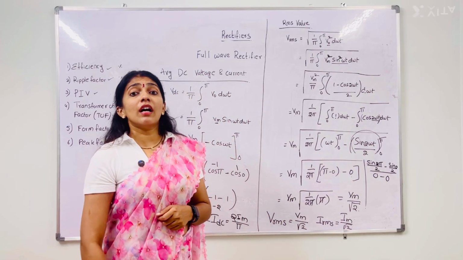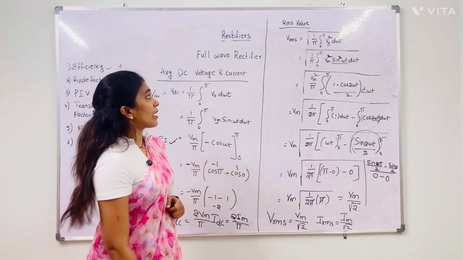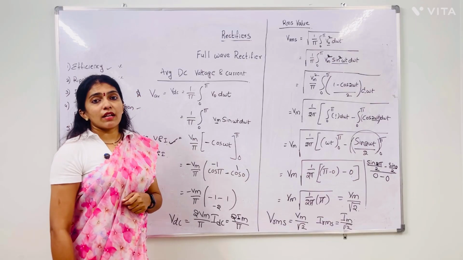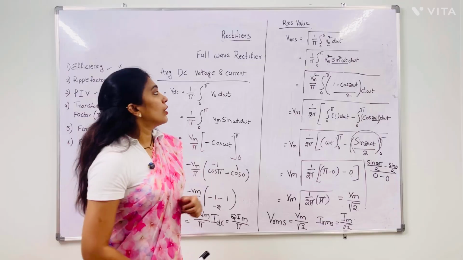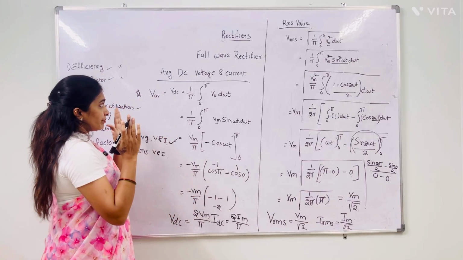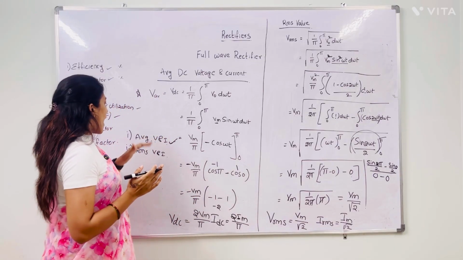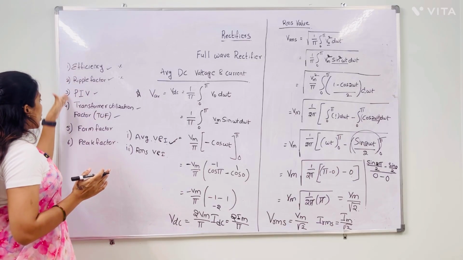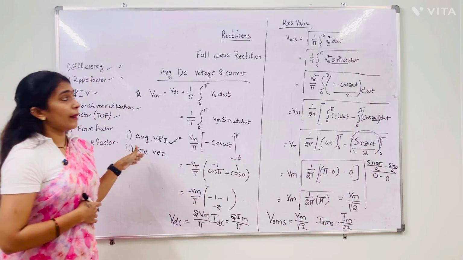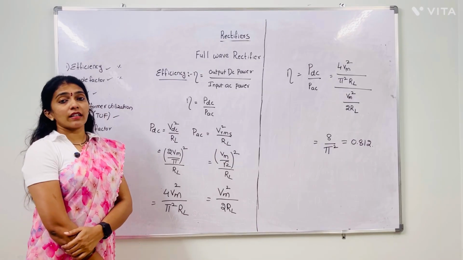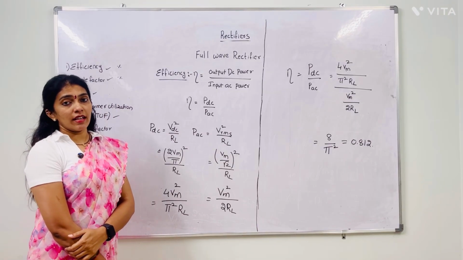Do you remember in a half wave rectifier, the RMS value V RMS equals Vm by 2 and I RMS equals Im by 2. So after taking these two values, then go for the calculation of all these 6 factors. Right, so the first factor is efficiency.